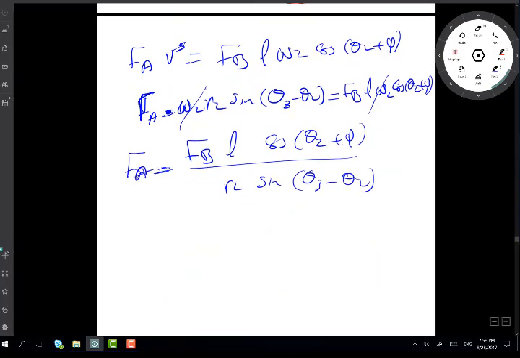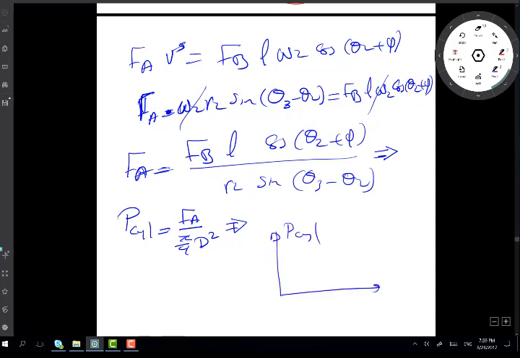And if you divide this force by the area of the cylinder, I'll get the pressure that needs to be realized inside the cylinder. So the pressure inside the cylinder is equal to FA over π/4 d squared. This is the cross-section area of the cylinder. Then you get all this expression and you end up with the pressure of the cylinder against θ2.